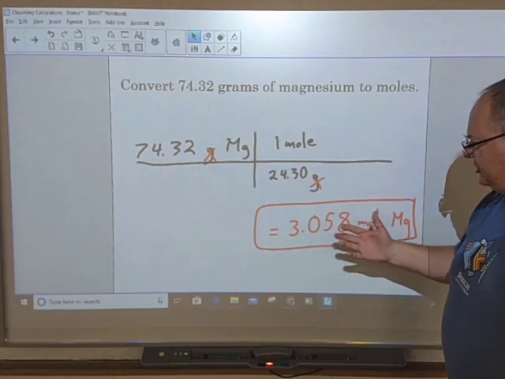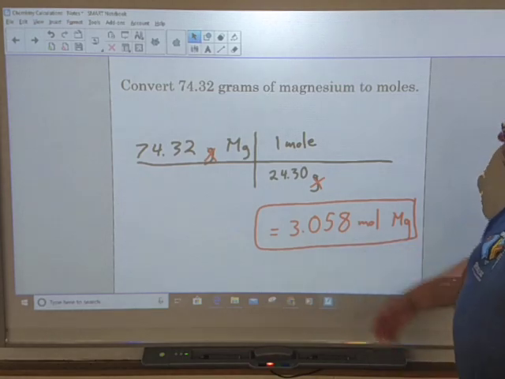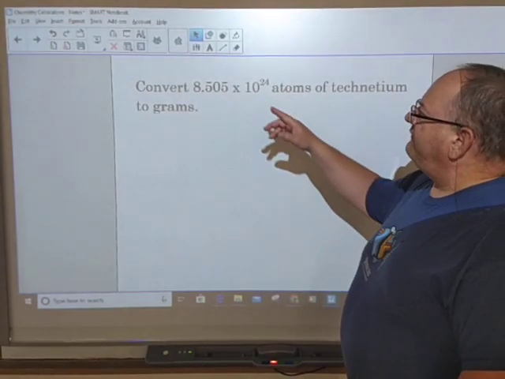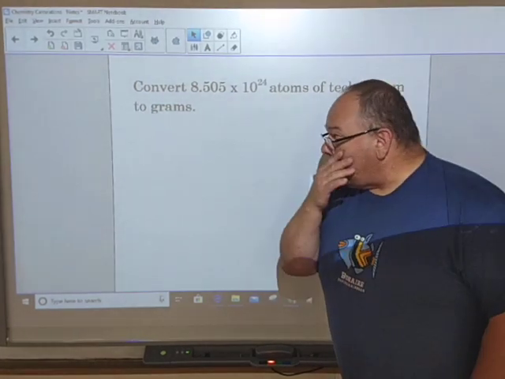3.058, 4 sig figs in this case, moles of magnesium. Okay. Hey, let's convert 8.505 times 10 to the 24th atoms of technetium to grams.